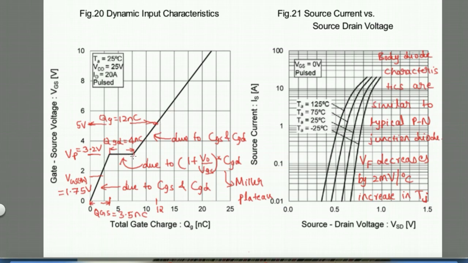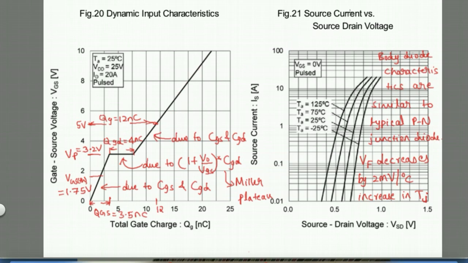The charge required in the plateau region is to charge up the capacitor formed by the Miller capacitance, which is CGD times (1 plus VOUT divided by VGS), and the charge in the first region, QGS, is due to CGS and CGD. It can also be noted that the slope of this line is different from the slope of this line here.